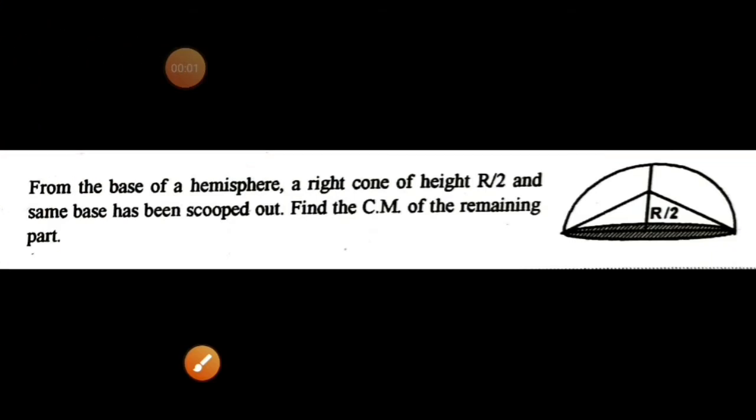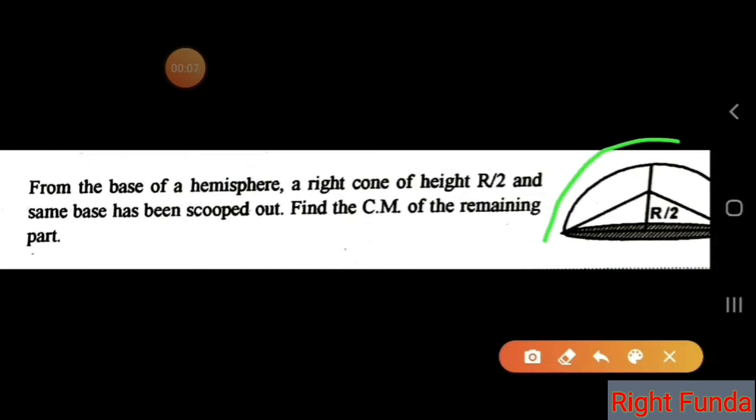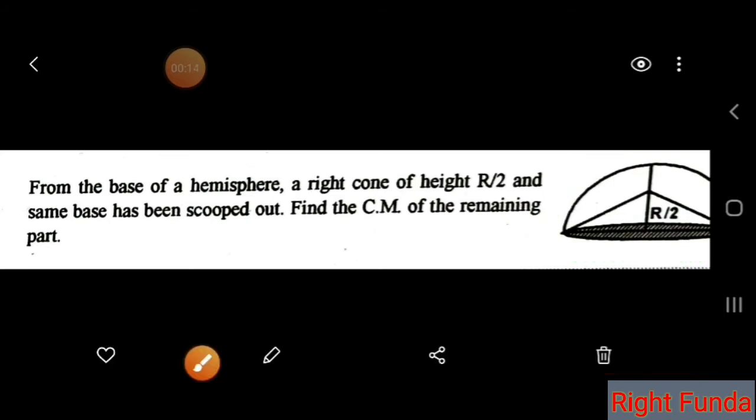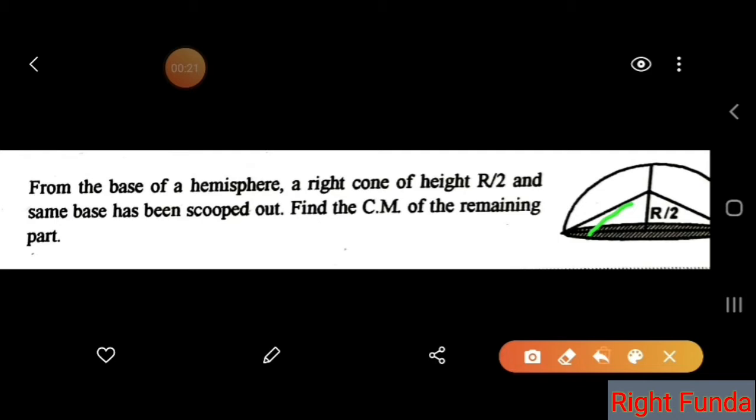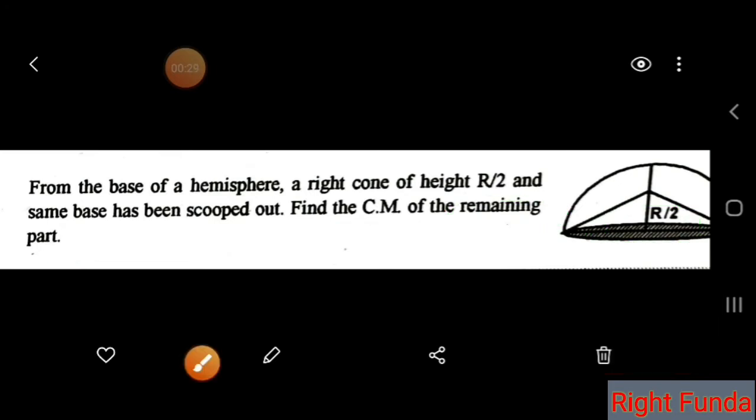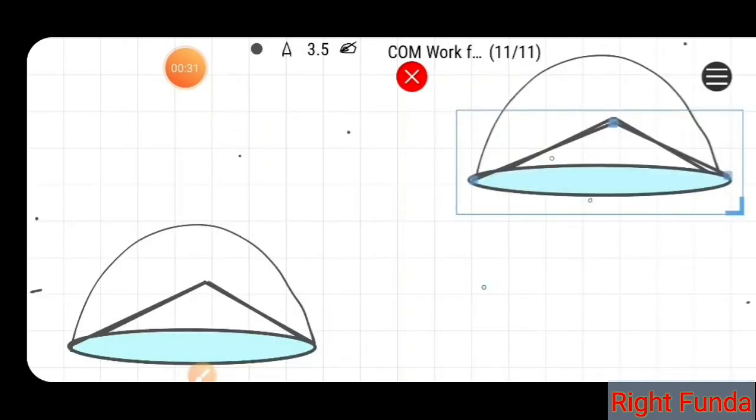There is a question. Let's read the question first. From the base of a hemisphere, this is our hemisphere, a right cone of height r by 2 and same base has been scooped out. From this much portion the cone has been scooped out. Find the center of mass of the remaining part. How to calculate the center of mass of the remaining part, that we'll see.